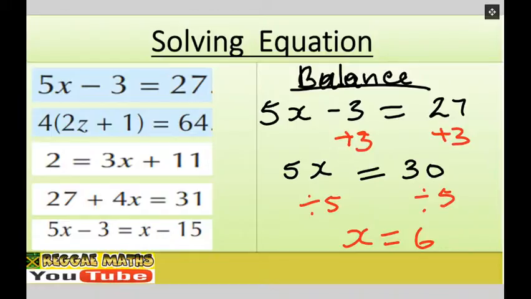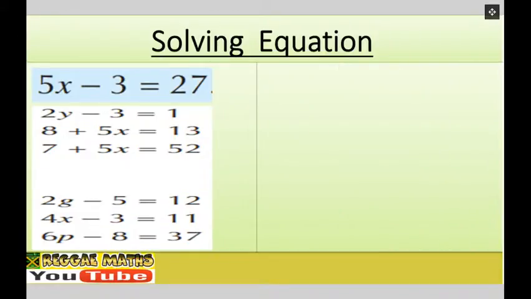Now I'll go through all the other questions. If we look at this set of questions here, we've got 6 questions. That was the lead question I did the example with. We've got 6 questions I'm going to go through. So we've got 2y minus 3 equals 1.